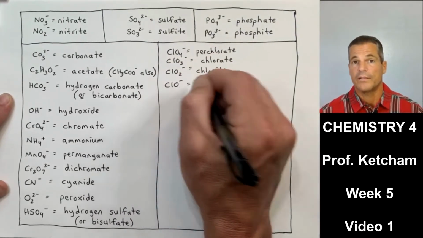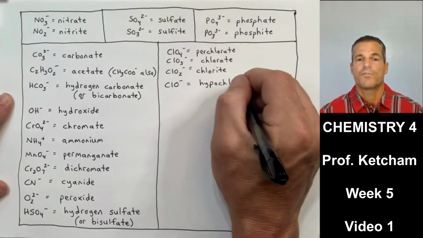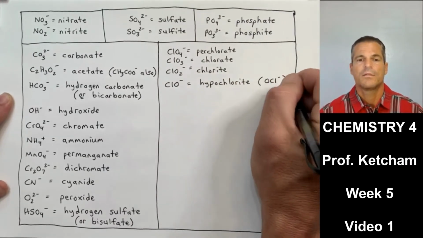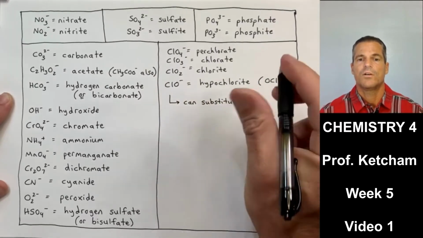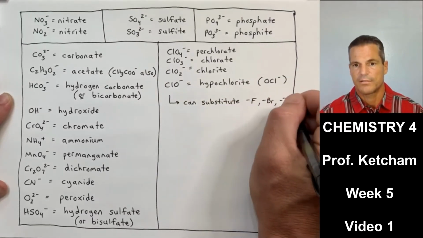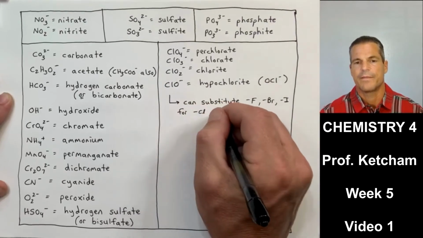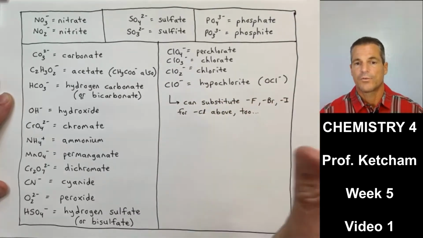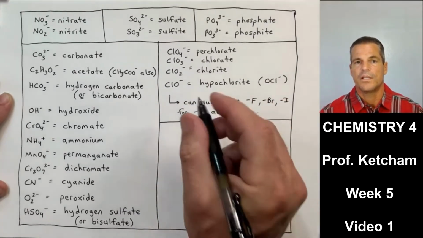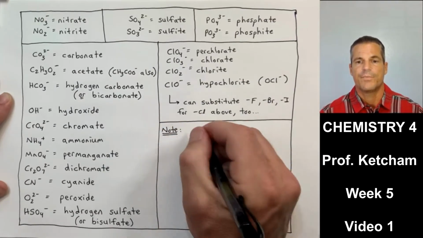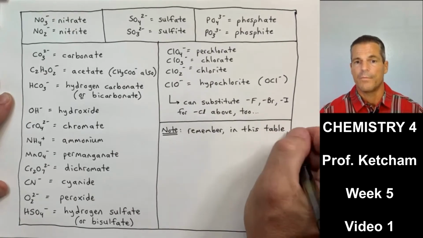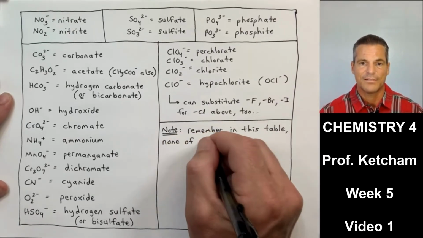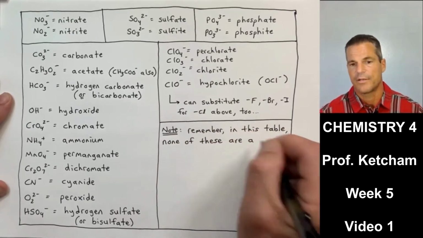ClO4- is perchlorate. ClO3- is chlorate. ClO2- is chlorite. ClO- is hypochlorite, also written OCl- quite a bit. Now, that little grouping of 4, you can substitute any of the halogens in there: F, Br, I. So for Br, you'd have perbromate, bromate, bromite, and hypobromite, etc.